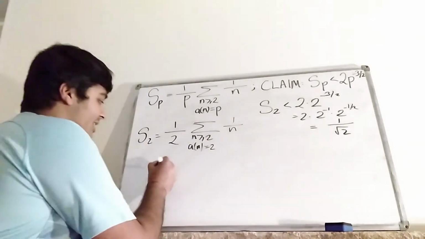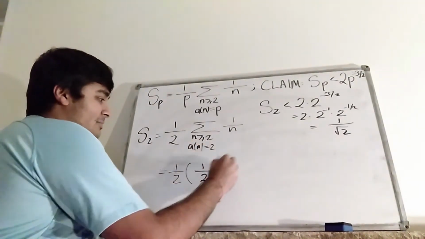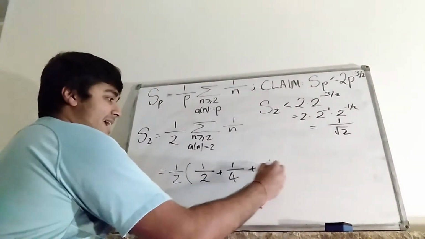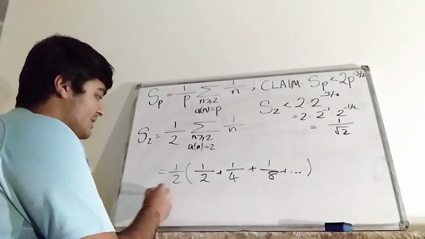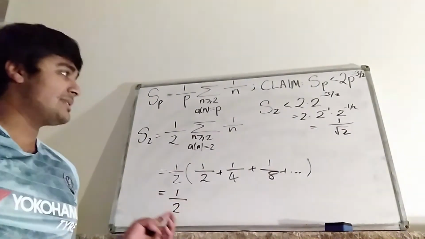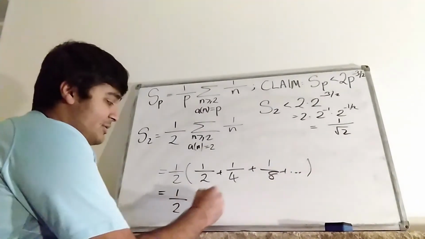So this is just a half, which is out front, times 1 over 2, plus 1 over 4, plus 1 over 8, plus and so on. This thing here is just 1, so this is just a half. Okay, so S2 is a half, but clearly a half is less than 1 over root 2.